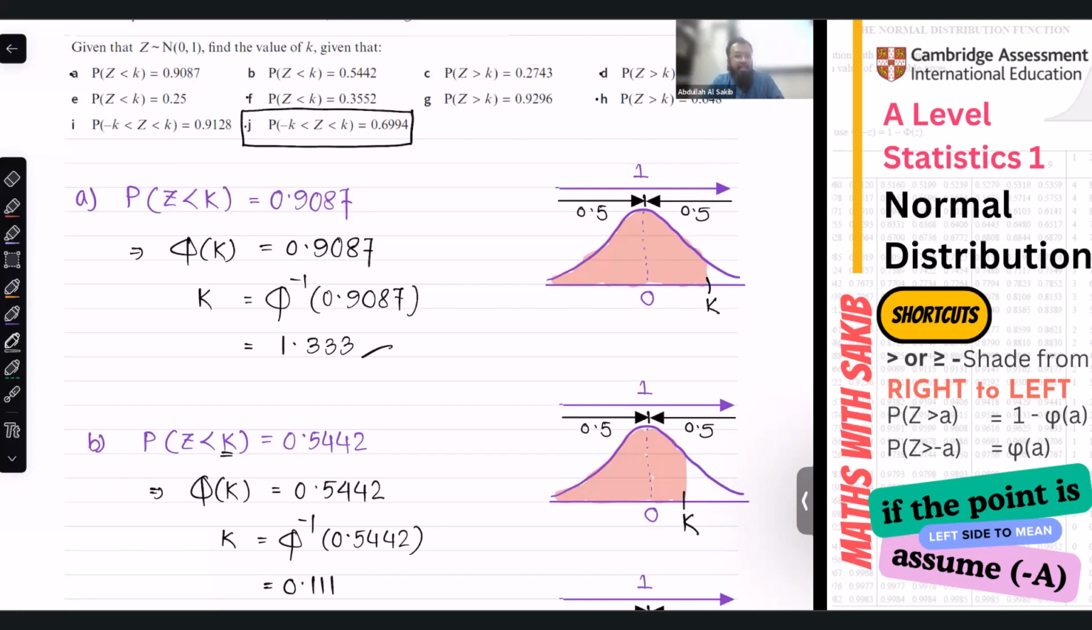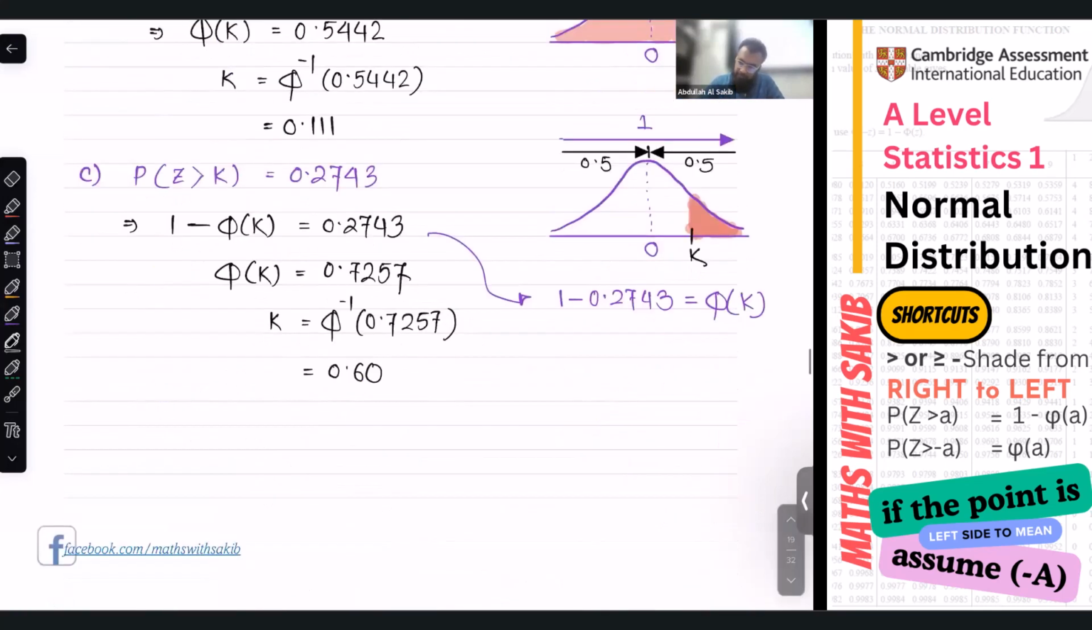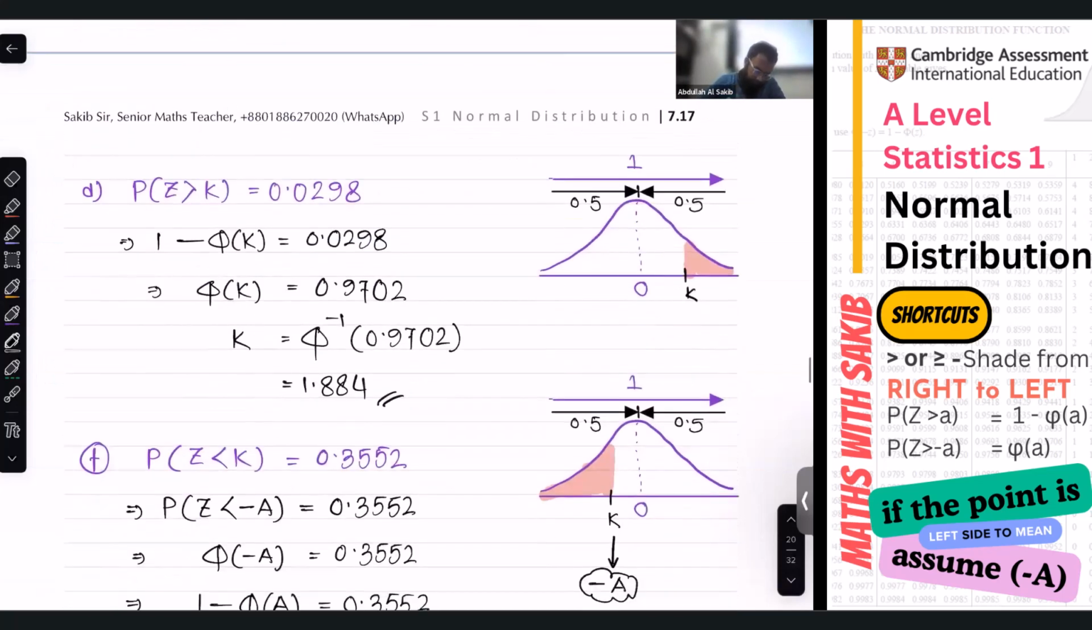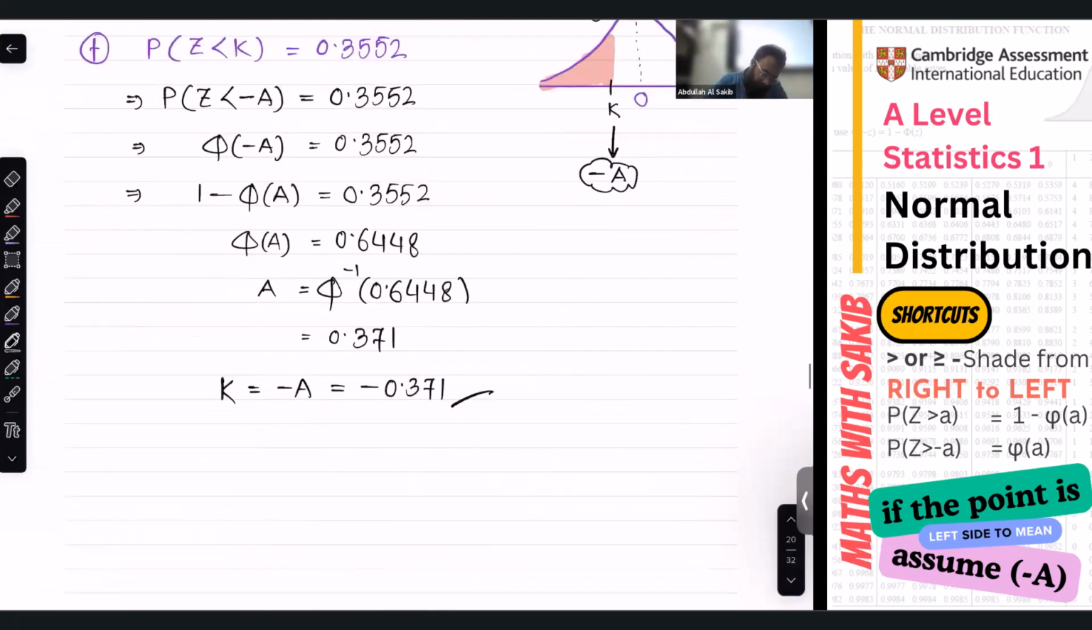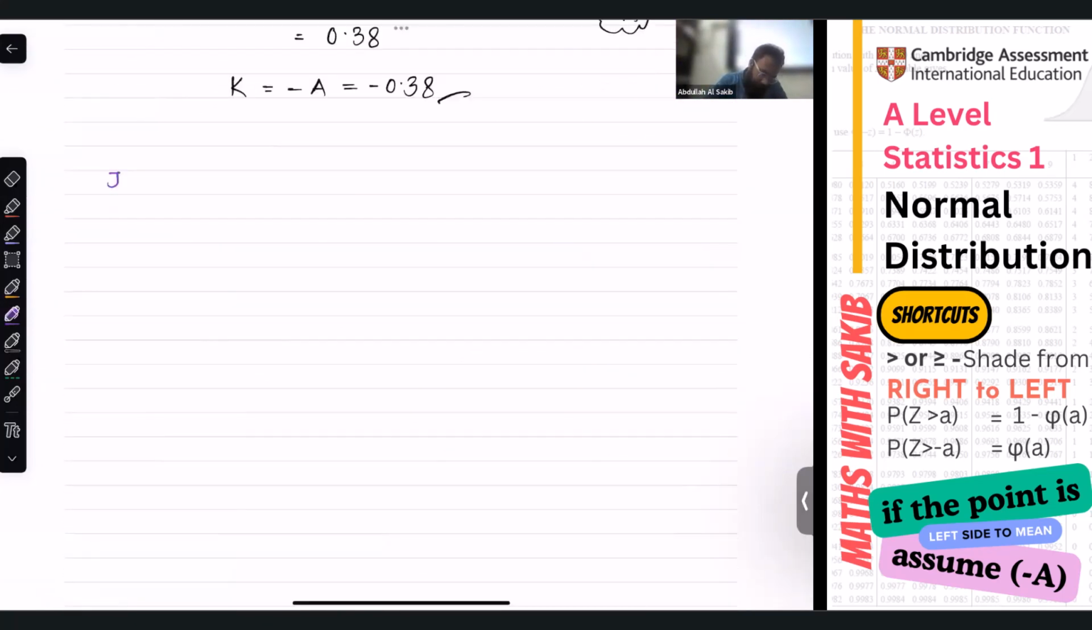Probability from minus K to K, 0.6994. So probability from minus K less than Z less than K, and that's equal to 0.6994.